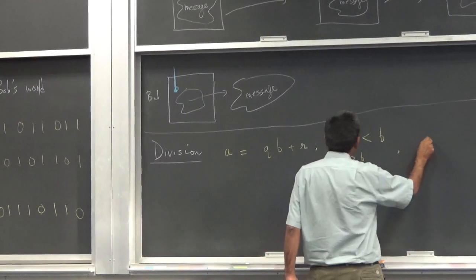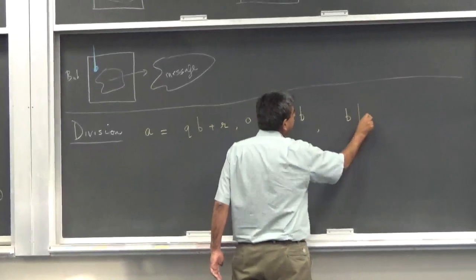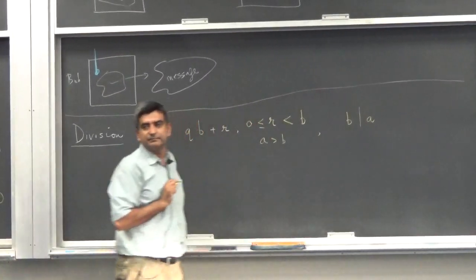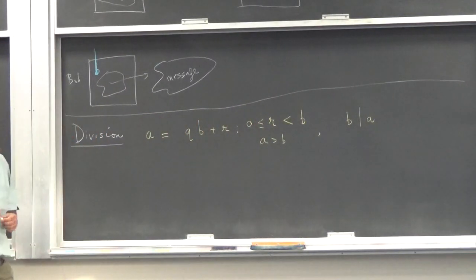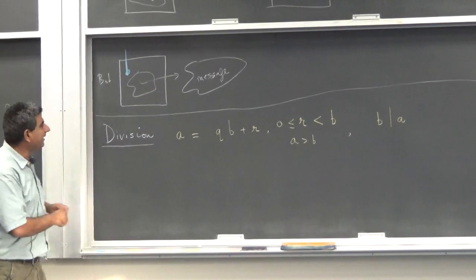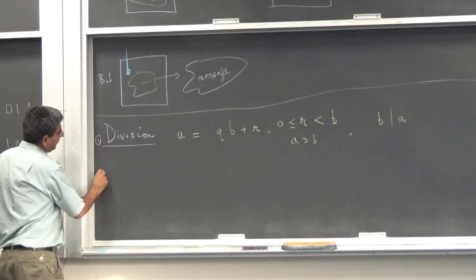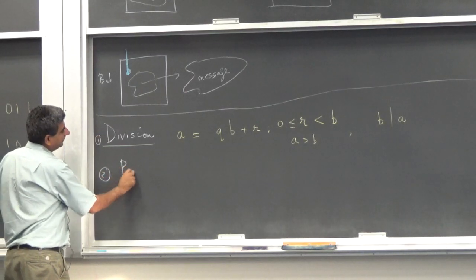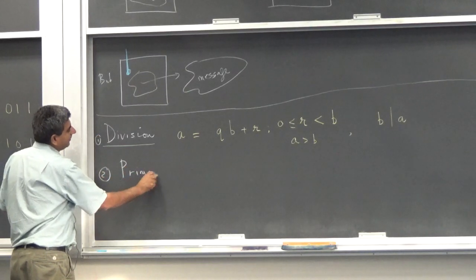If B completely divides A, this is the symbol for this. You've seen that perhaps when we were discussing the Shor factoring algorithm. The second idea is, we all know what a prime number is, P.